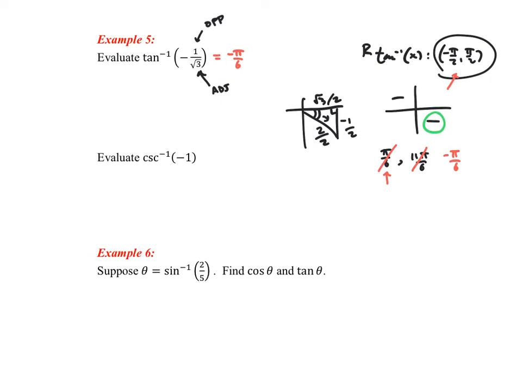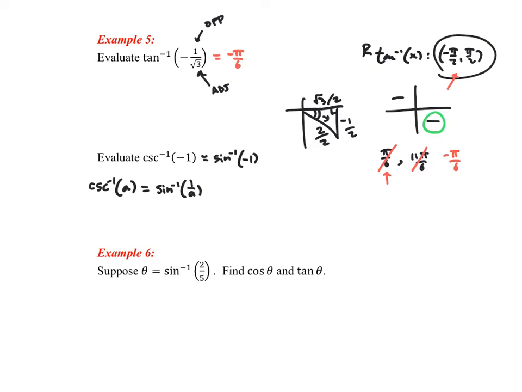I wouldn't necessarily work with cosecant, secant, cotangent when it comes to this. What I would do is, if you have inverse cosecant of A, I would rewrite that as inverse sine of 1 over A. So I'd just do the reciprocal. In this case, inverse cosecant of negative 1 is the same as inverse sine of negative 1, because negative 1's reciprocal is still negative 1. So that's quite simple and easy to work with in this case.